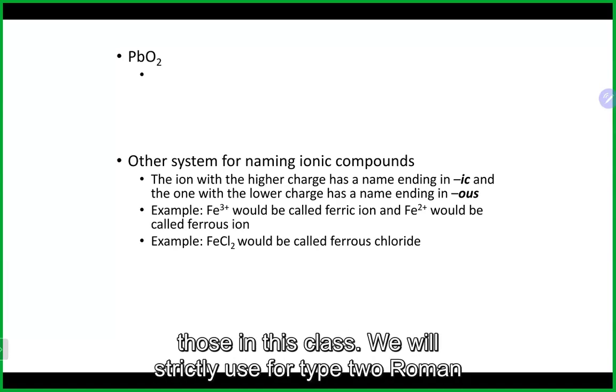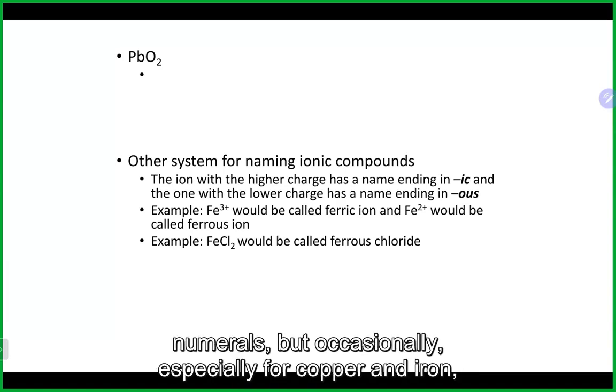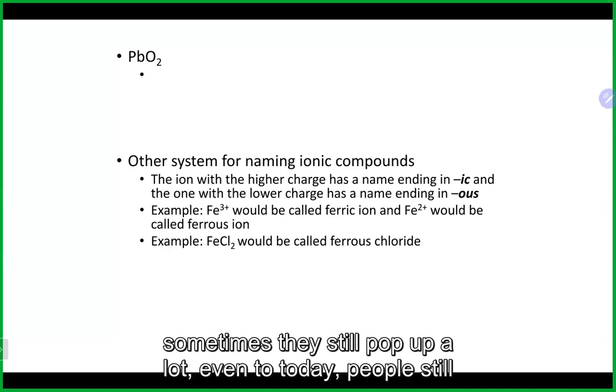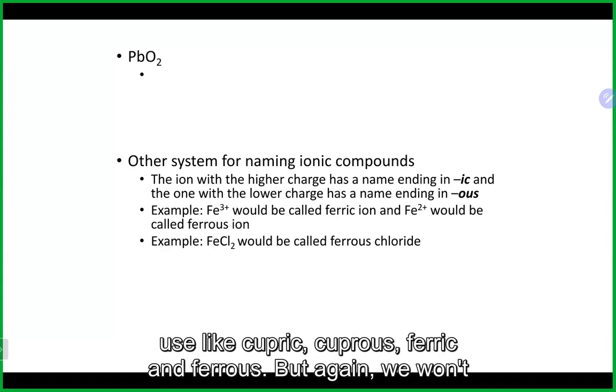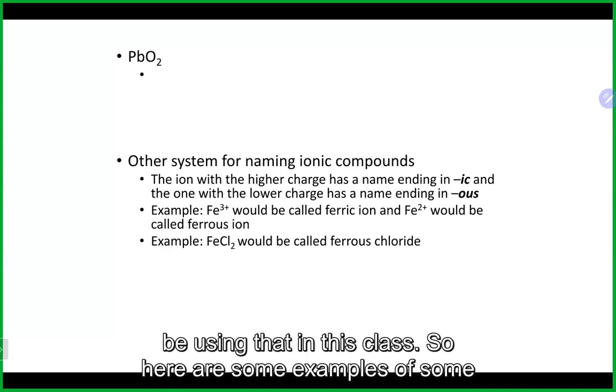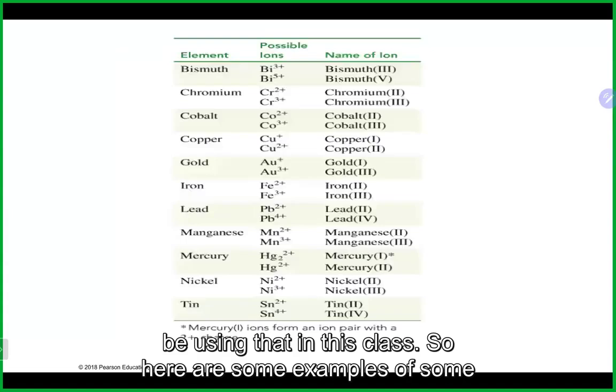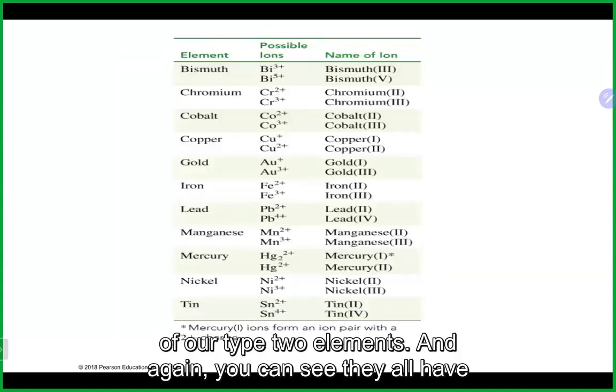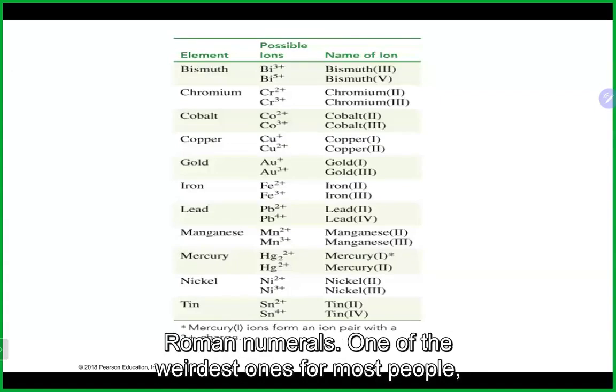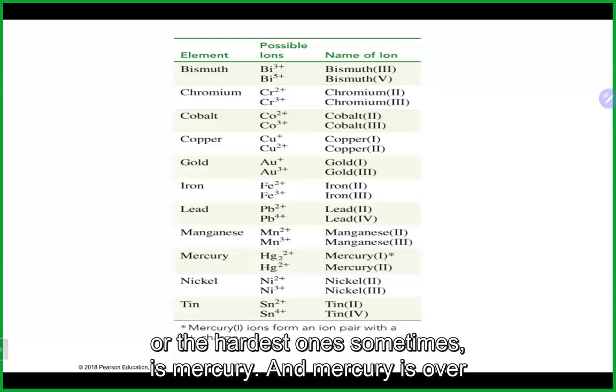We will not use those in this class. We will strictly use Roman numerals for type 2, but occasionally, especially for copper and iron, they still pop up a lot. Even till today, people still use cupric, cuprous, ferric, and ferrous. But again, we won't be using that in this class. So here are some examples of some of our type 2 elements. And again, you can see they all have Roman numerals. One of the weirdest ones for most people, or the hardest one sometimes, is mercury.